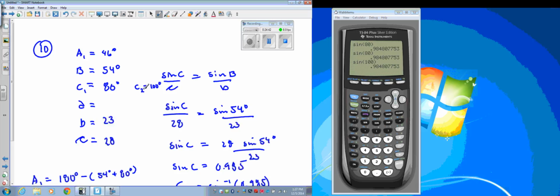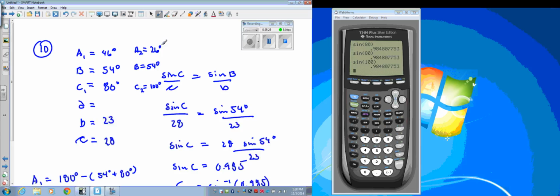What I've shown is that I can have C2 that'll meet the criteria of 54 over 23 times this thing, or divided by this thing. Now, the question is, I have to use this B again. Is the sum of these two less than 180, so that I can have A2 up here? And it is. If I add these two together, I get 154, and this can be 26.